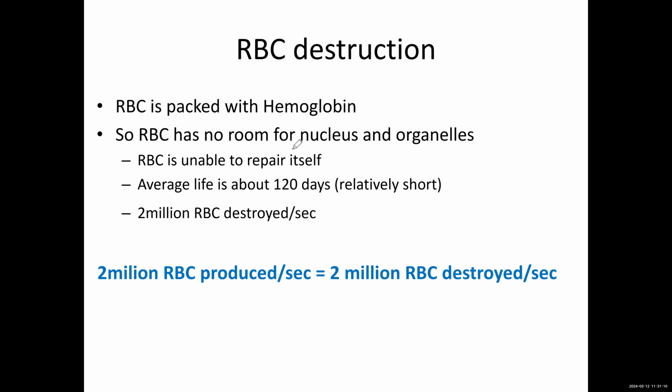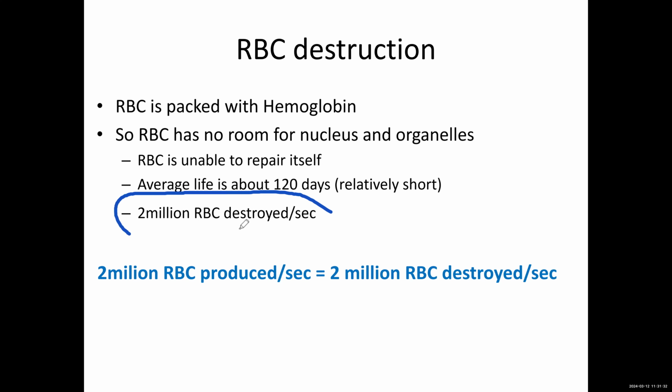And because RBCs do not have a nucleus or other important organelles like mitochondria, RBCs are unable to repair themselves. So the average life is about 120 days, relatively short. And 2 million RBCs are destroyed every second and 2 million RBCs are produced every second.